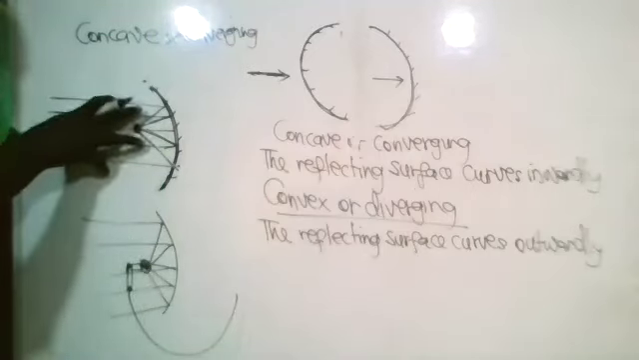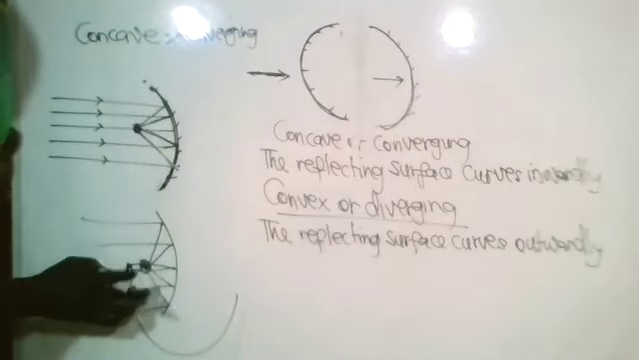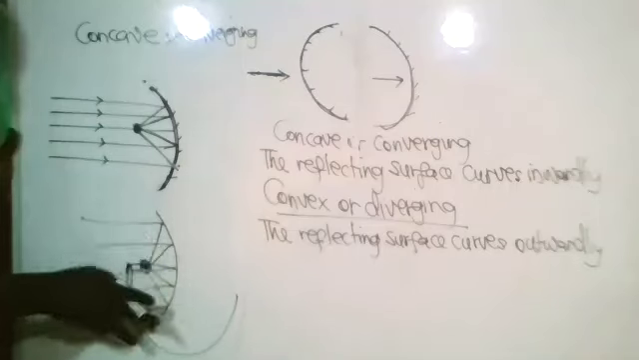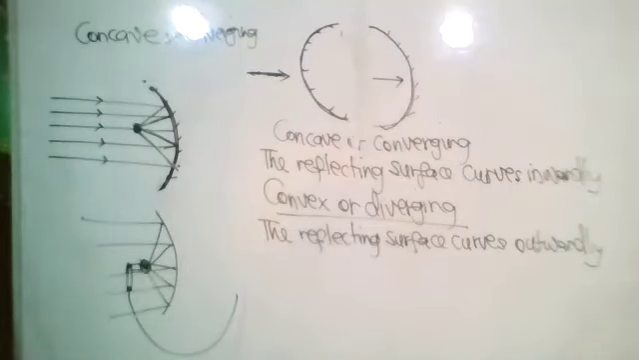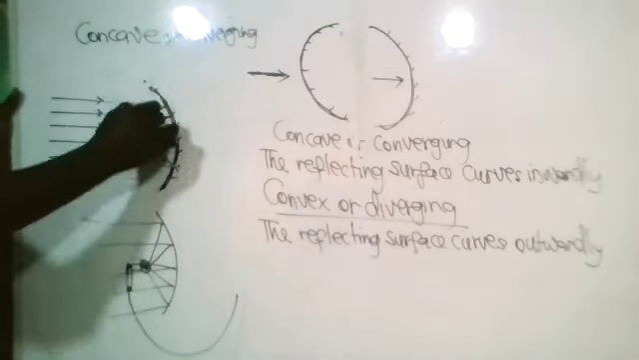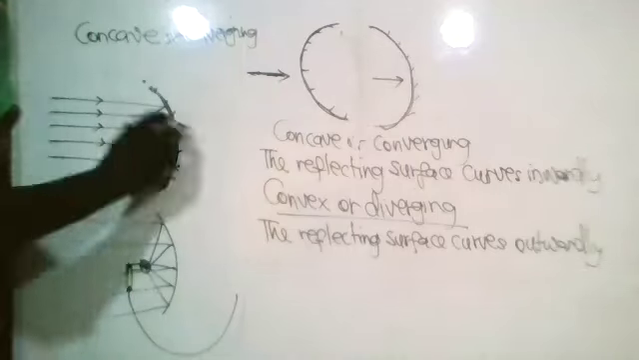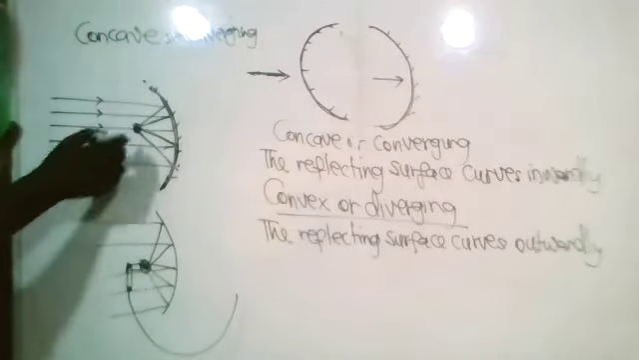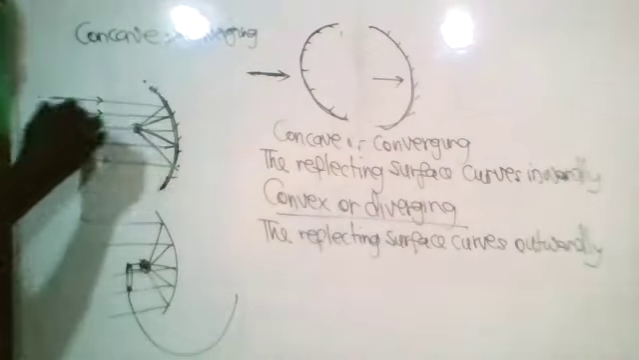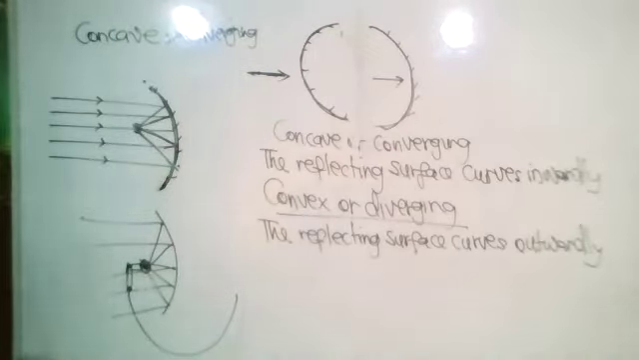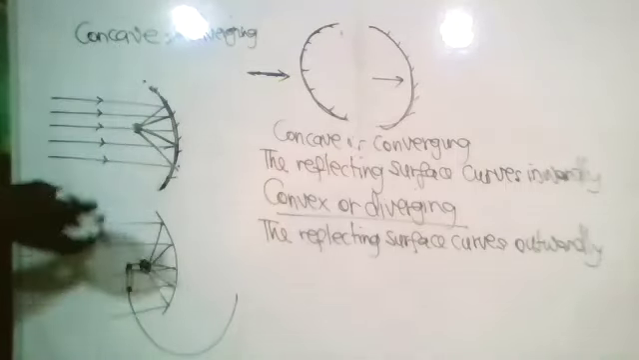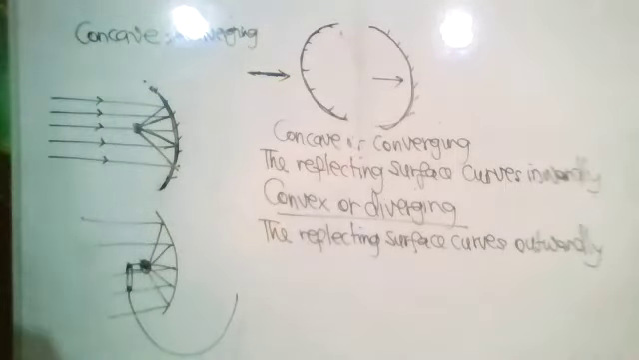So this is the principle behind what MultiChoice and DSTV do. So when you curve a dish in this manner, all rays that are hitting in that parallel manner all converge at a point. Okay, so that is the reason concave mirrors are also termed converging mirrors.